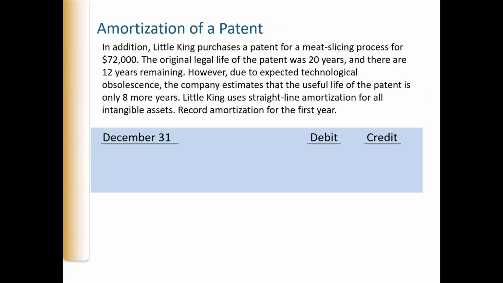Here, we've got a patent for a meat slicing process for $72,000. The original legal life of the patent was 20 years, and there are 12 years remaining. But due to technological obsolescence, the company estimates that the useful life of the patent is only 8 more years. Little King uses straight line amortization for all intangible assets. Record amortization for the first year.